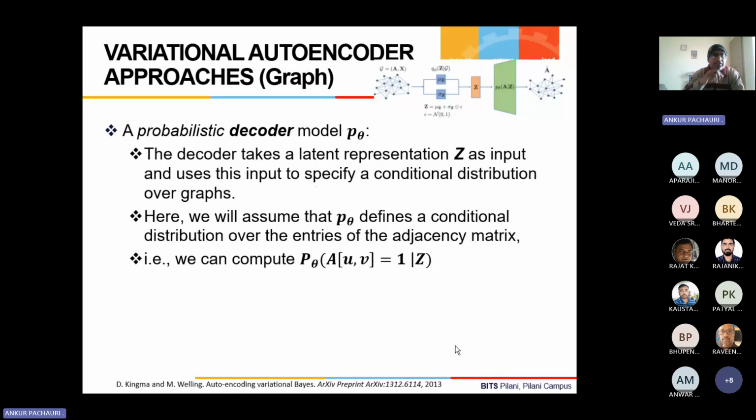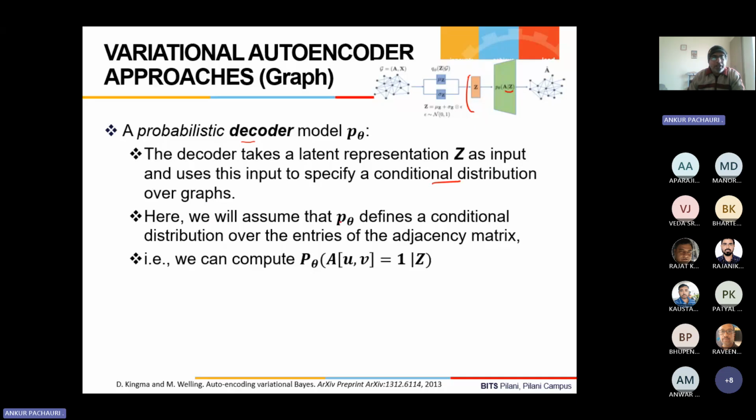Whereas the decoder model, which is p theta, what does a decoder do? The decoder takes the latent representation z as an input and uses this to specify the conditional distribution over the graph given z.